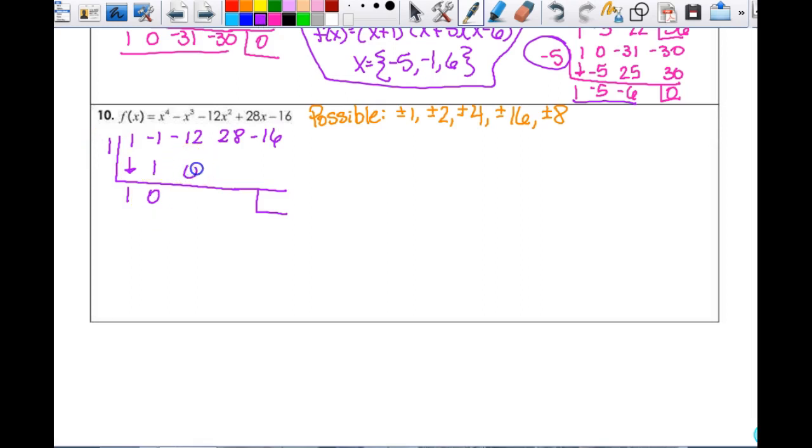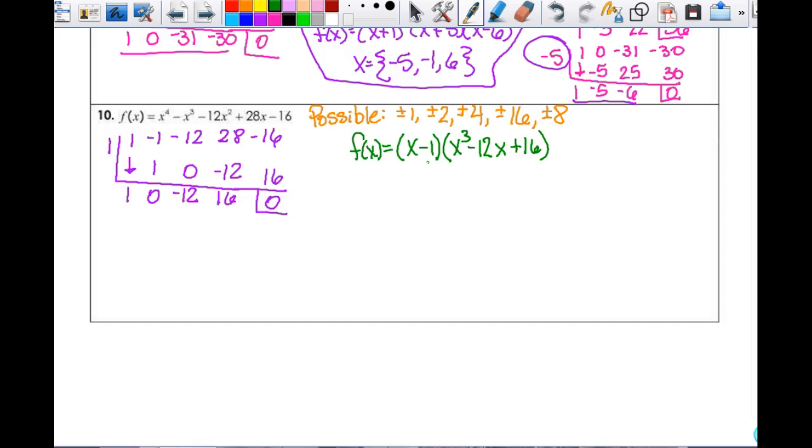So 0, -12, 12. And does 1 work? Finally, 1 actually works, right? 1 hasn't worked in anything we've done. All right, so that means I've got f of x is equal to x minus 1. And then I've got x cubed minus 12x plus 16. Can I factor that? No. I mean, it's factorable, but you can't factor it by just your factoring skills. So I've got to go back and try some other ones.